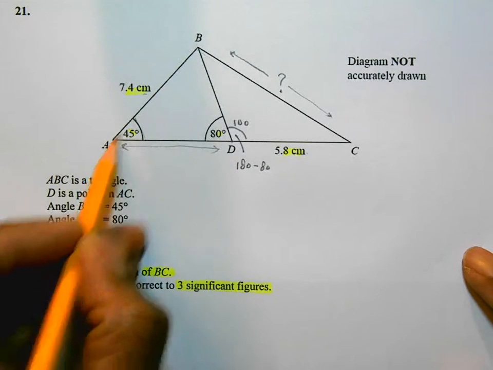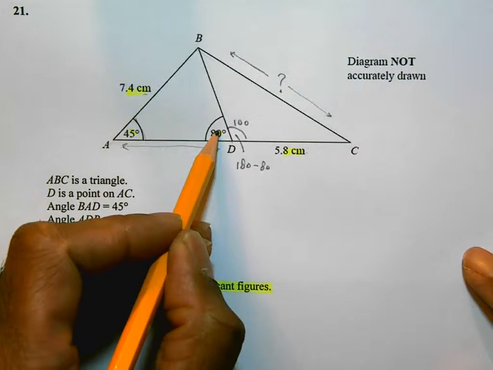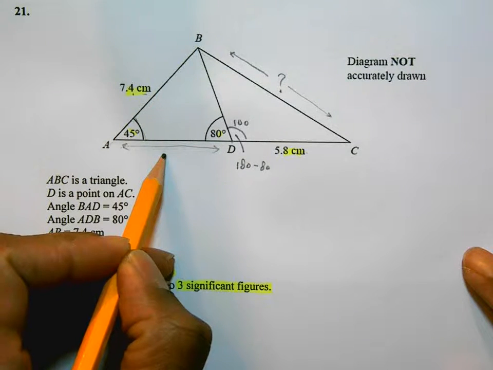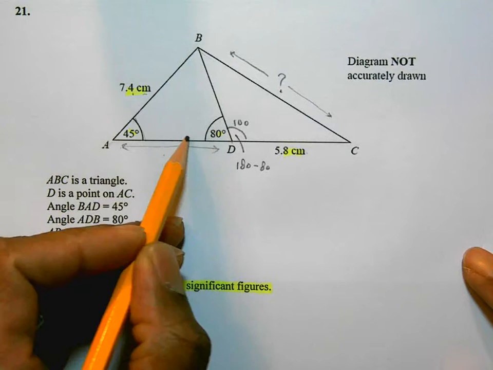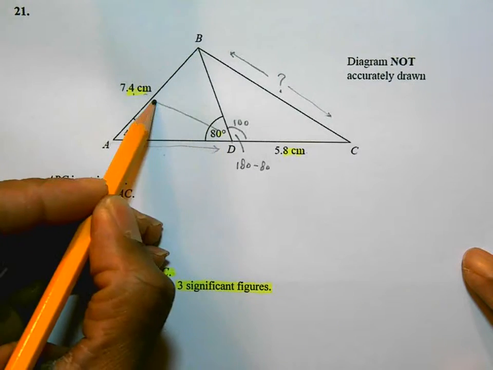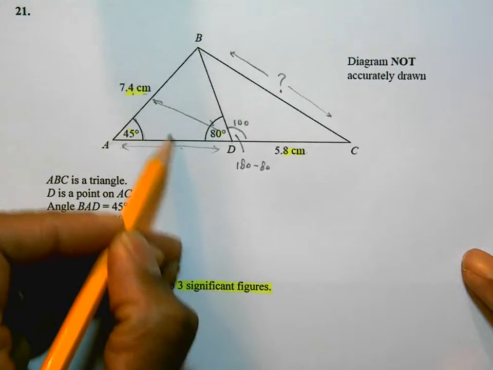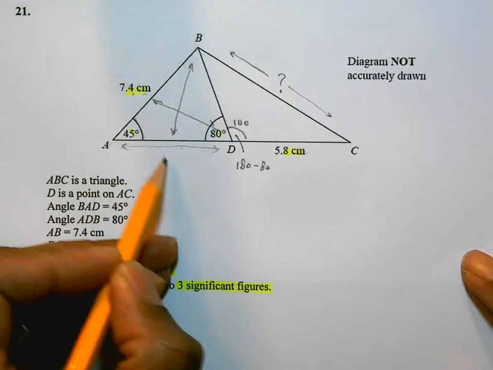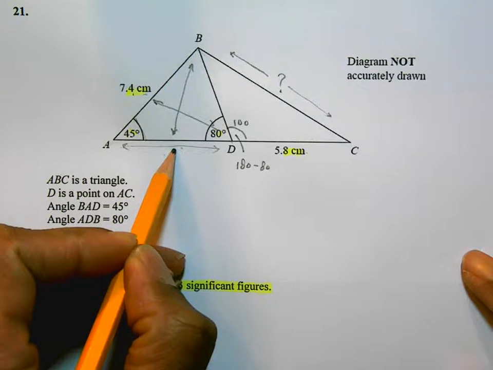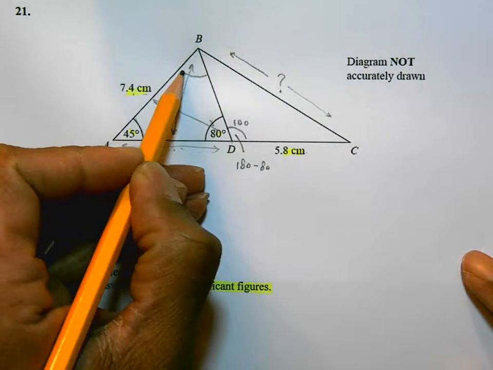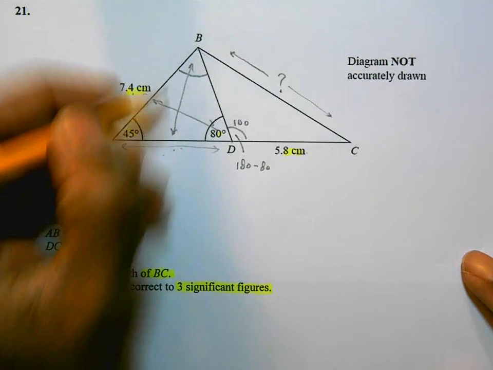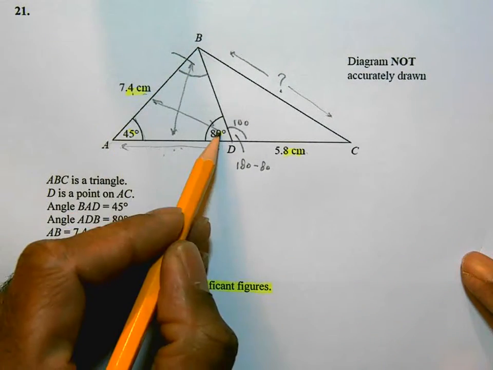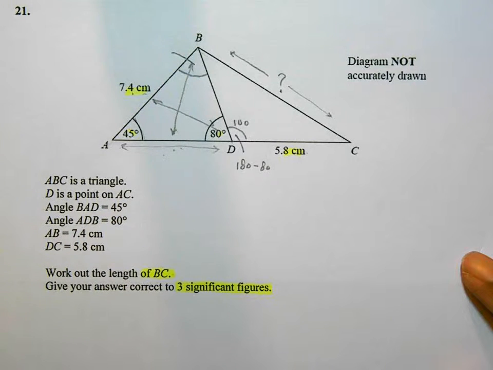Focusing on this smaller triangle, ADB, I know two angles. I know one side, so I should be able to work out this angle here. I'll need to use the sine rule for this because I have a pair of angle and side. If I want to work out AD, I need at least one of these. So I need, therefore, to first of all find this angle here, ABD.